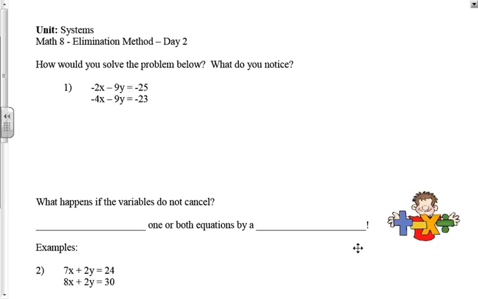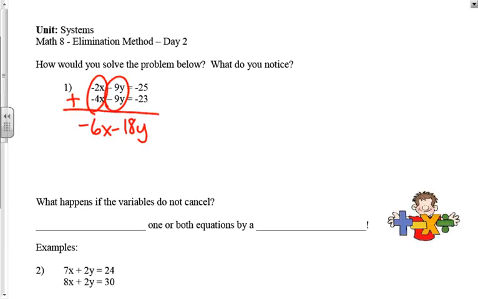Meaning when we go to add these two equations together, the x's don't cancel, and -9 plus -9 is -18, so they don't cancel either. If we were to add these two together, we would have this in our answer.